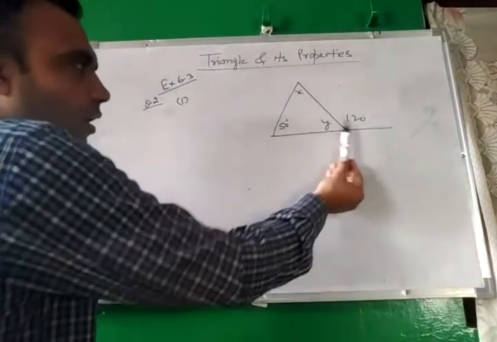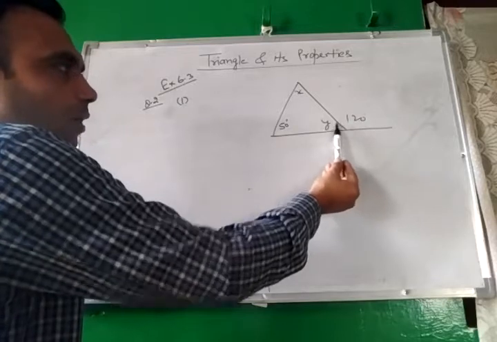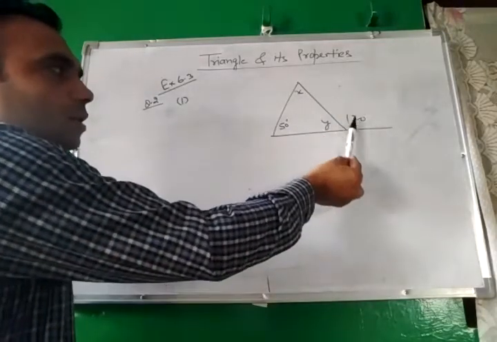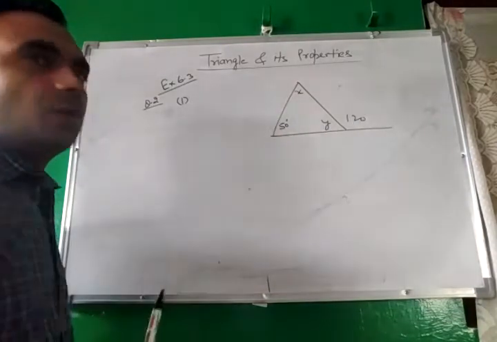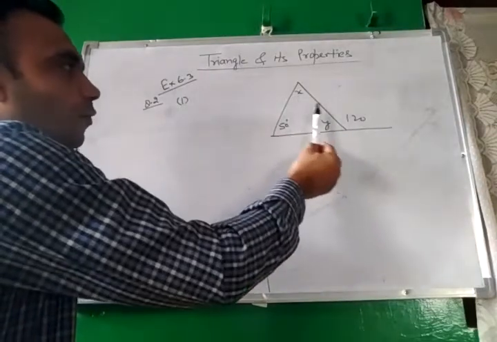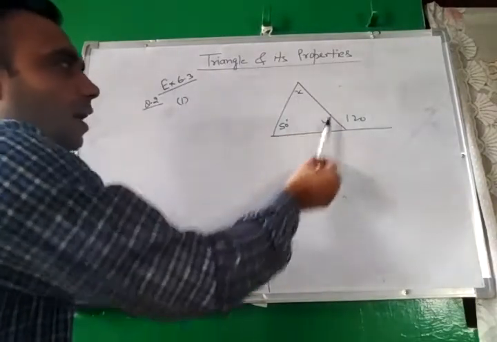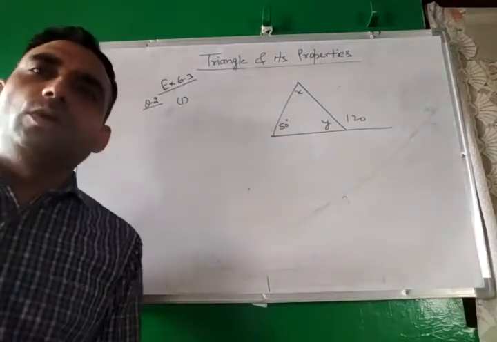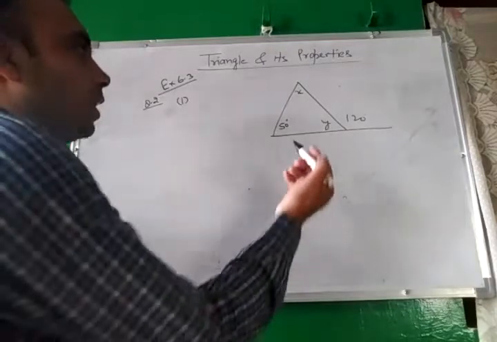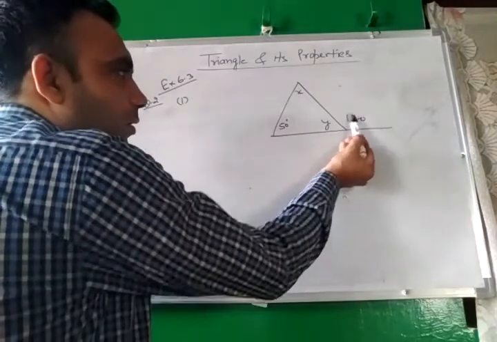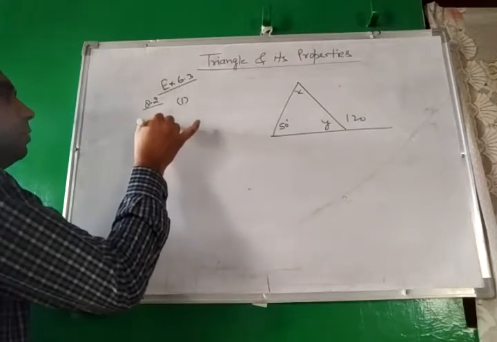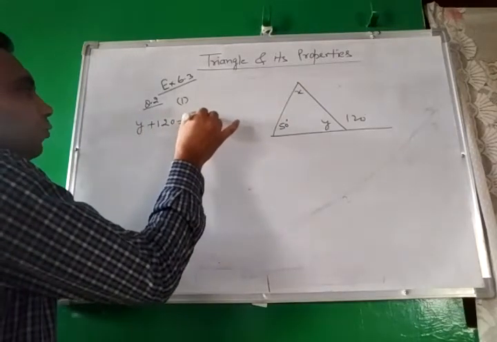This angle is 120, this is y, both are a linear pair, so we can find y. Or this is 120, this is the exterior angle, the sum of x plus 50, so we can find x. Or first we will find x, then by the angle sum property we will find y. So whichever method you understand more simply, you may use. Let us first find y by linear pair. So y plus 120 is equal to 180.